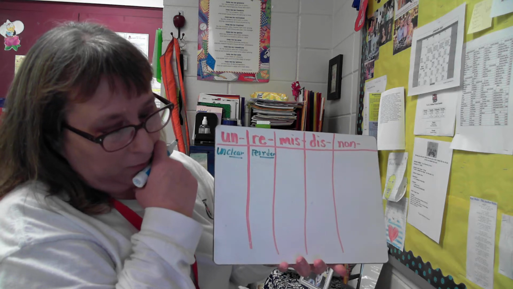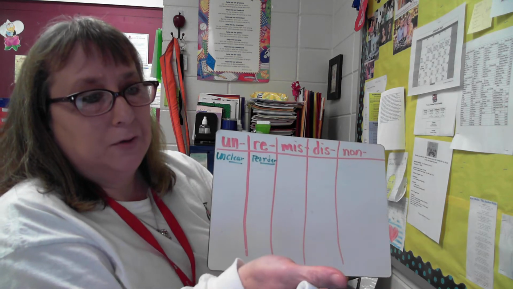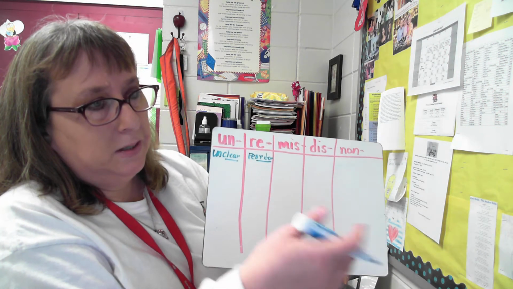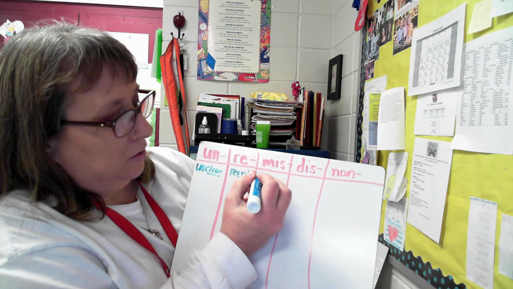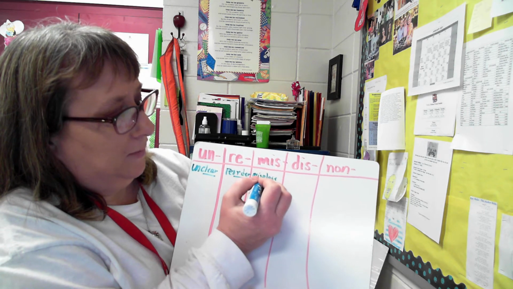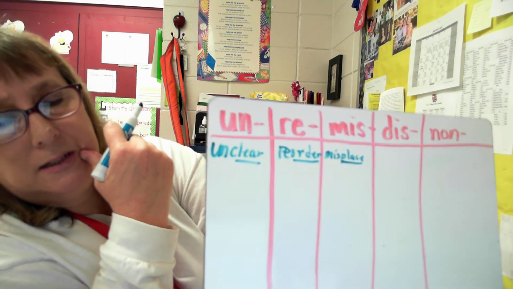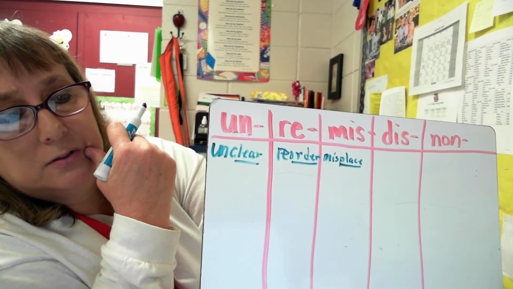Okay? The next word I want to model is misplace. When you misplace something, you can't find it, right? So misplace would be not finding something. So misplace. I'm having to write the word small so they can fit in these columns. Place is your base word in this one, misplace.